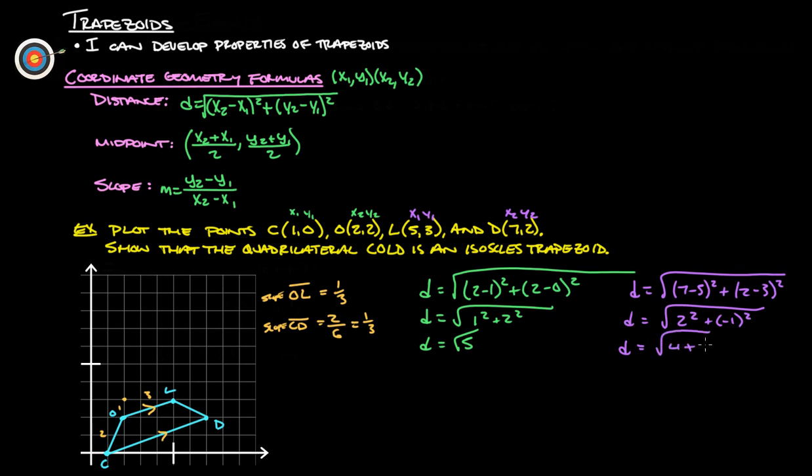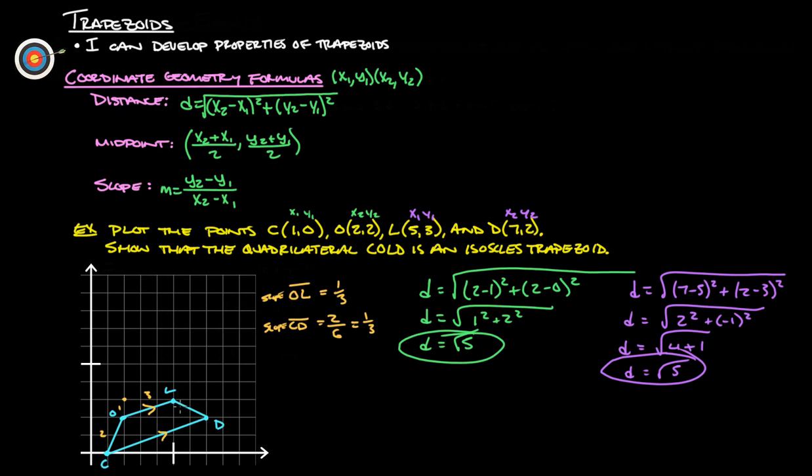Negative 1 times negative 1 is positive 1, so that distance there is also the square root of 5. And since the distances of these two legs are the same, that shows that this quadrilateral is not only a trapezoid, but it's an isosceles trapezoid.